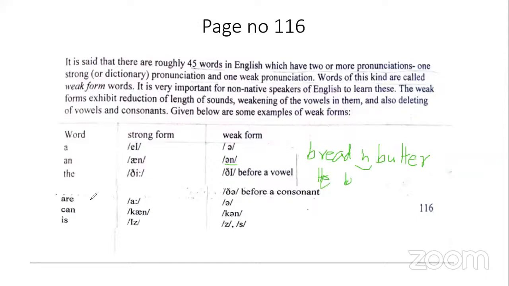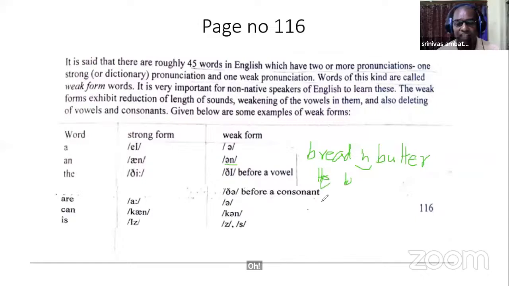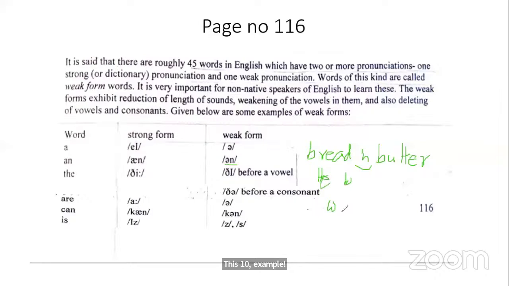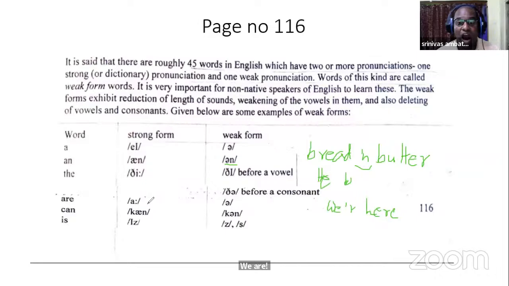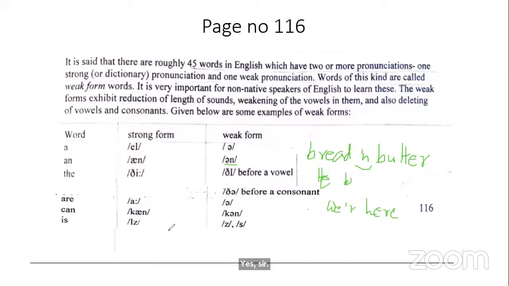"Are". The strong form is "are". Example: there is no R in the weak form. We are here. I'm not saying "we are here" in the strong form. If you have to ask a question, "Are you there?" Yes, sir. You don't say it in the strong form. Third one, second one.